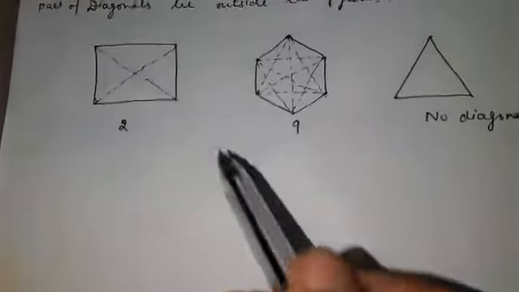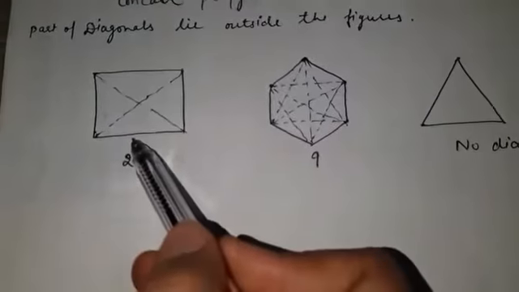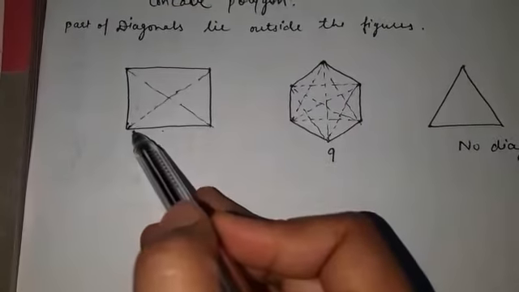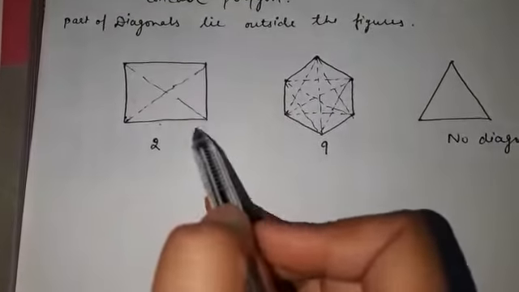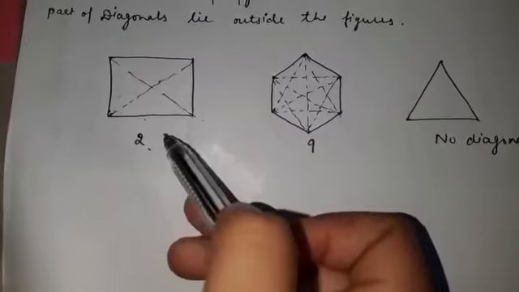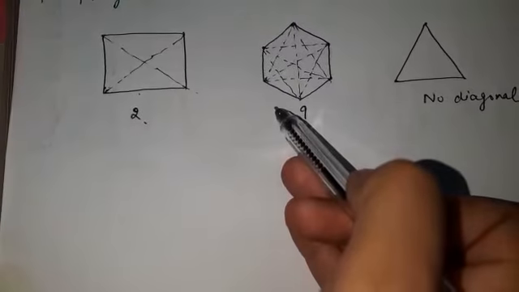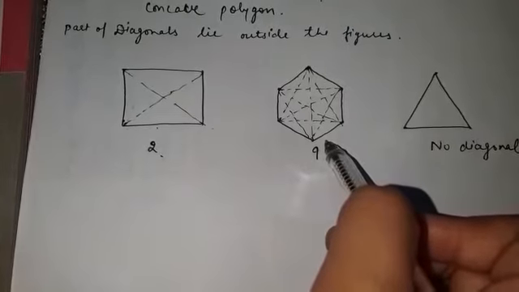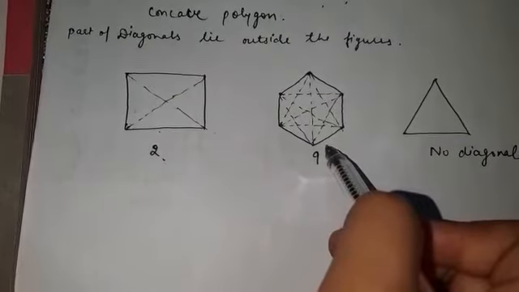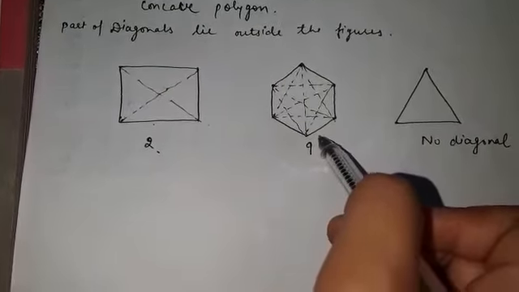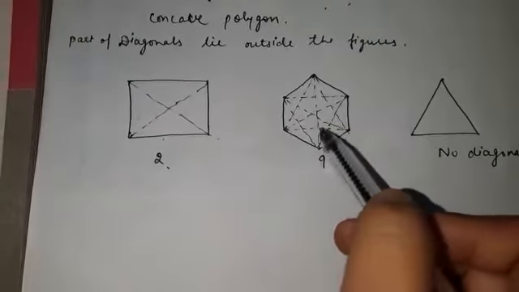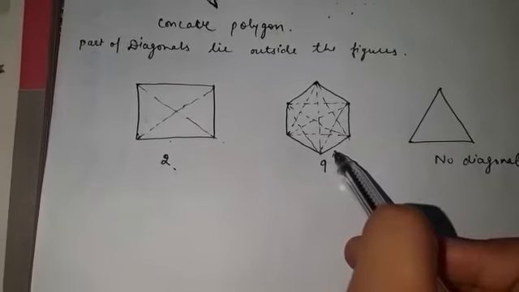So this is a convex quadrilateral. I have already drawn the diagonals here, there are two diagonals in the quadrilateral. Now second figure was a regular hexagon. So this is a regular hexagon. Regular hexagon means a hexagon in which all the sides are equal, and hexagon means a polygon containing 6 sides.